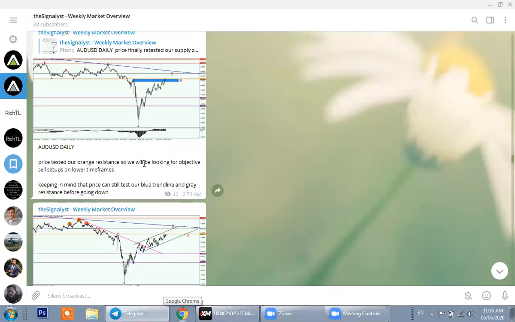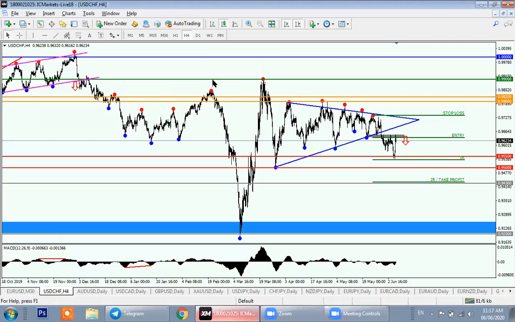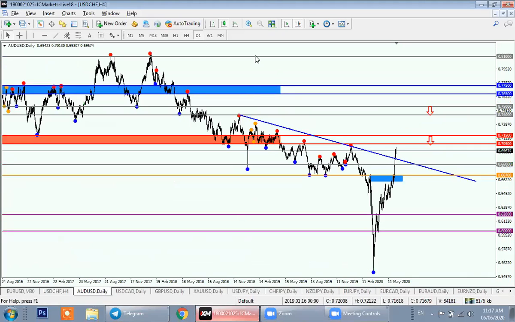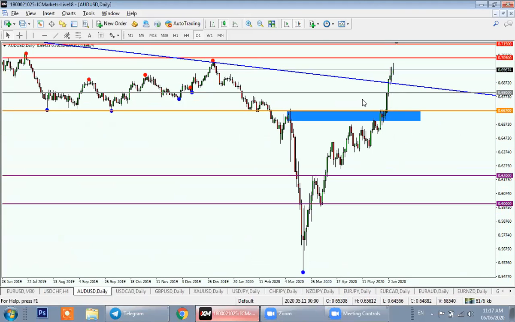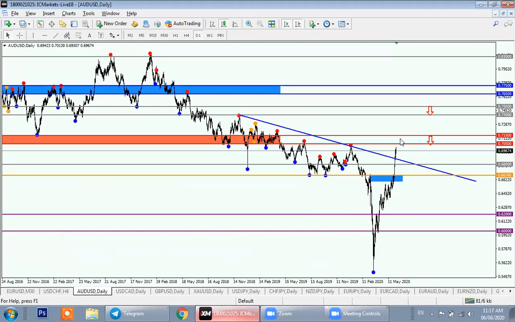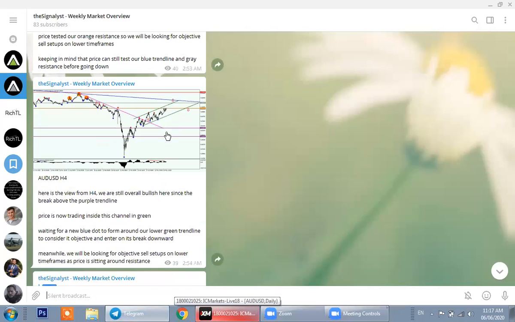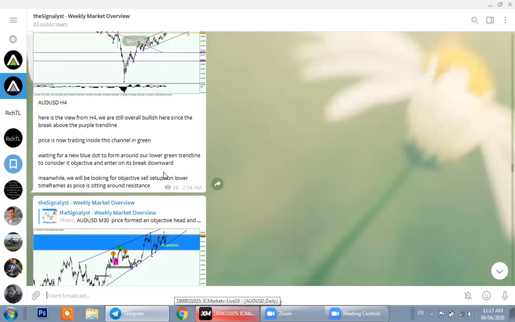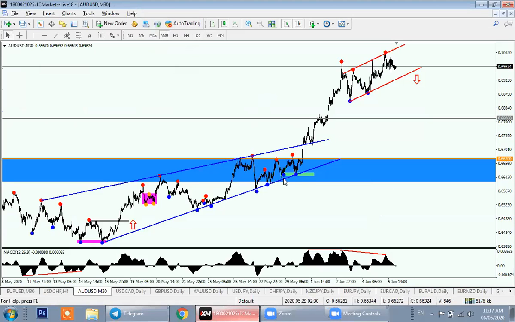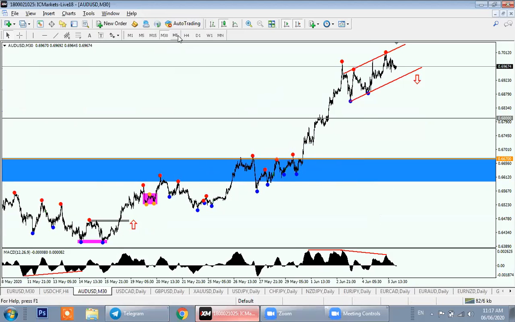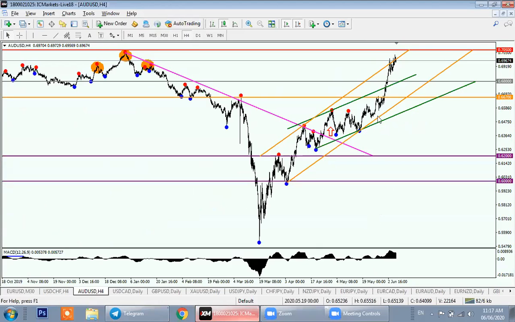Let's go forward. On AUD USD, on daily time frame, we were waiting for a rejection from here, but price broke it upward aggressively, and now it's currently sitting around a resistance zone in red. So we didn't enter sell as we didn't have an objective break below our M30 or below our H4. Here's the view from M30. Price didn't break below our lower blue trend line, so no entry here, and we can delete these lines. As per H4, price didn't break below our lower green trend line, so we can delete these lines as well.